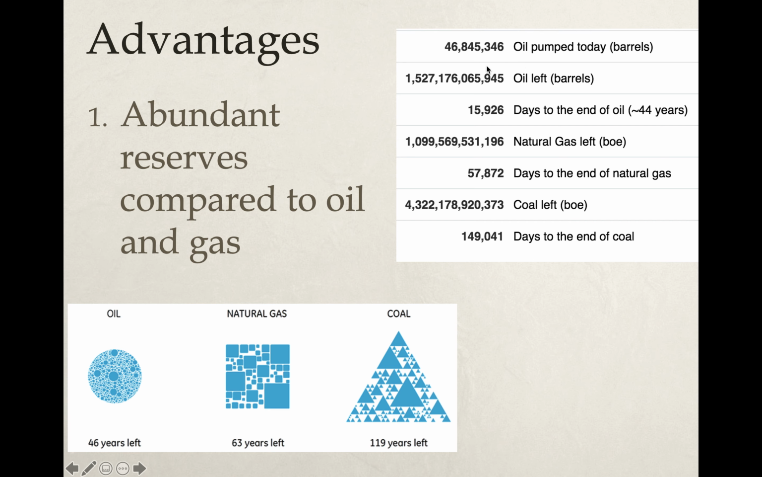Up here, we have the amount of oil that's been pumped as of today, the amount of oil left, and the number of days left to the end of oil. We then have the same for natural gas, so how much there is left and how many days left, and coal. So we have 149,000 days left of coal, whereas only 15,000 days to the end of oil.